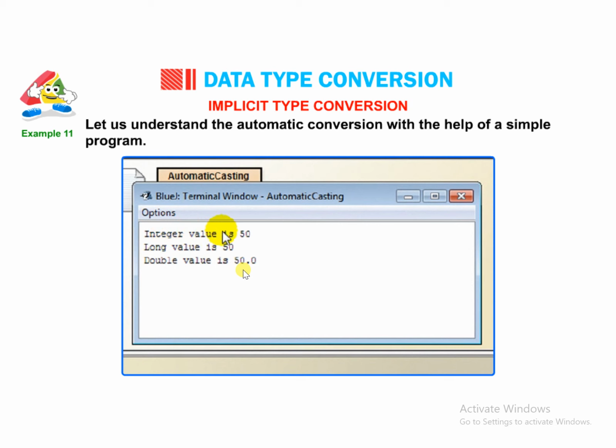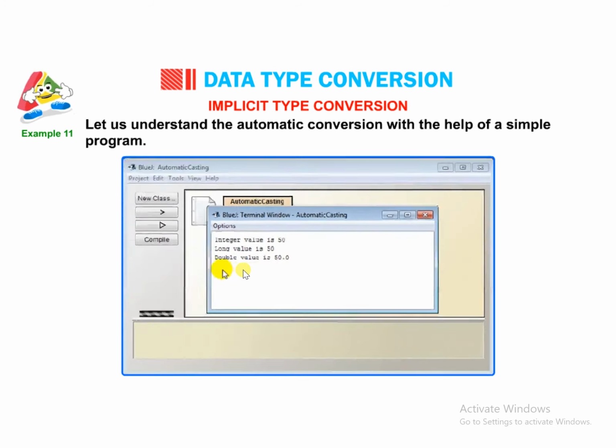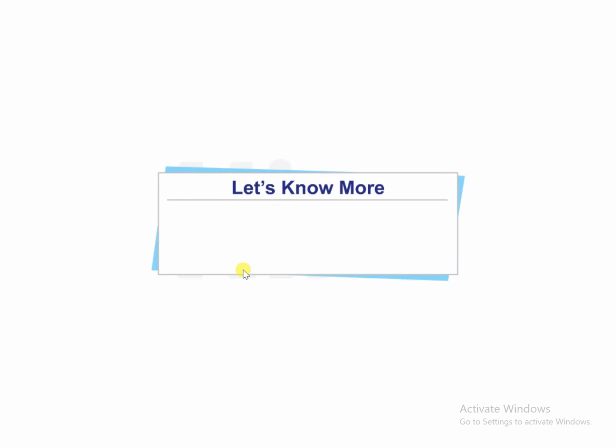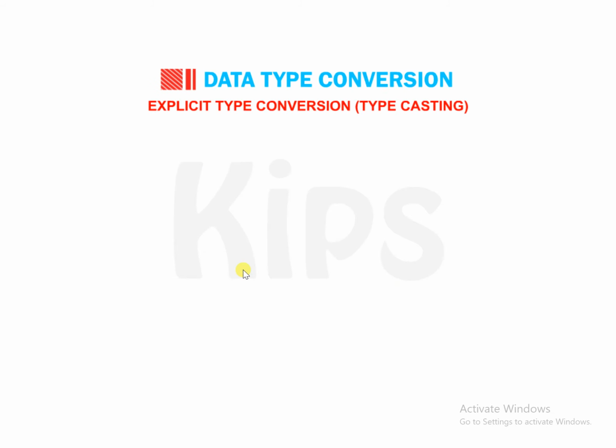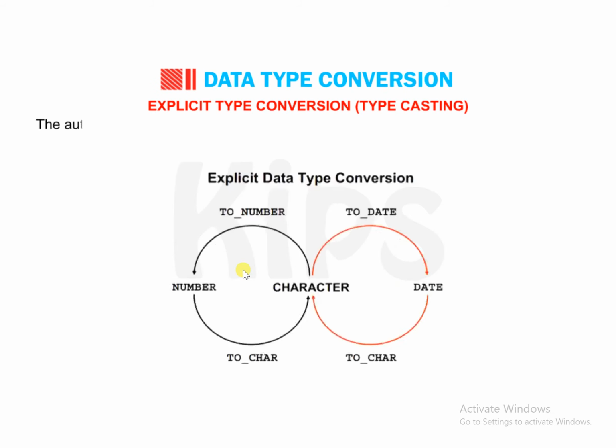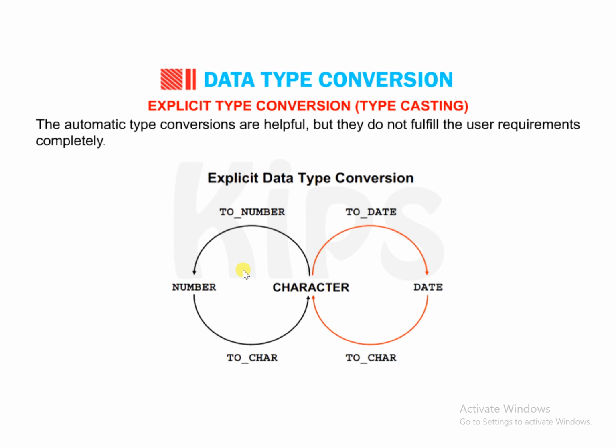Output. Let us know more. The automatic conversion of one data type into another data type is sometimes known as implicit conversion. Explicit type conversion, typecasting. The automatic type conversions are helpful, but they do not fulfill the user requirements completely.